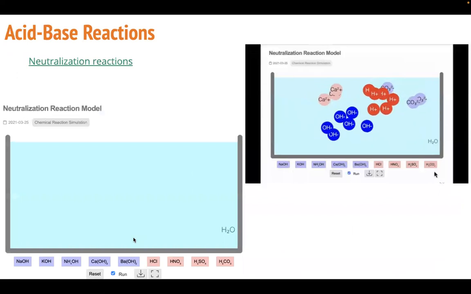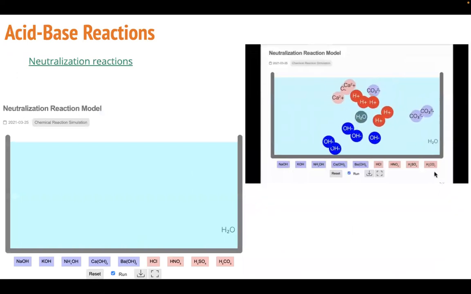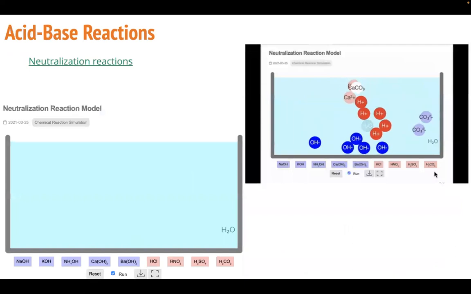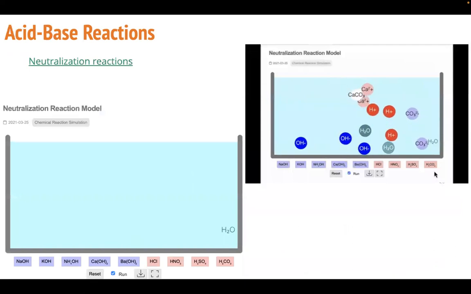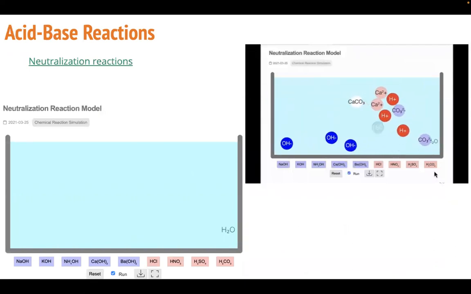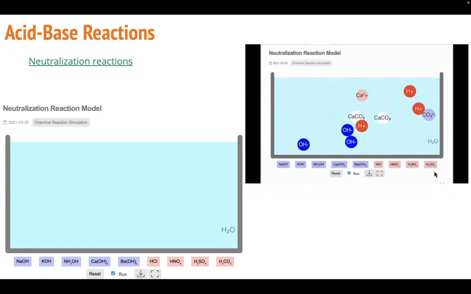But I really like this one too on acid-base reactions. So there's a whole sim for neutralization reactions. You can pick which acid you want. You can pick which base you want. You can figure out how many you want of each kind, and it will show the products forming. Of course, water just sort of fades into the background, which I really like how that was done.